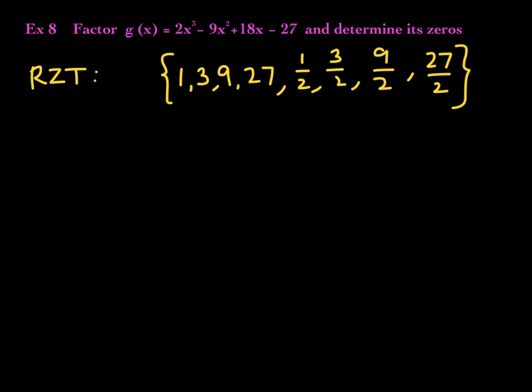All right, everybody, here's my updated list. I just took out the plus or minus symbol, and now I only have positive possibilities for rational zeros. Now, here we go. We're going to start checking these possibilities using synthetic division. Let's start with the number 1. And my coefficients of the function are 2, -9, 18, and -27.